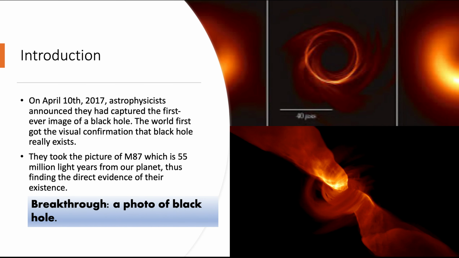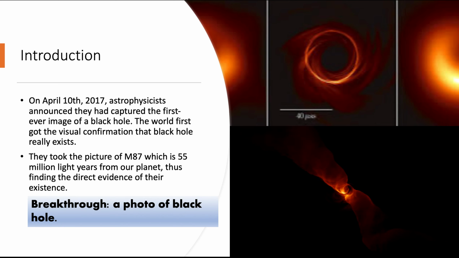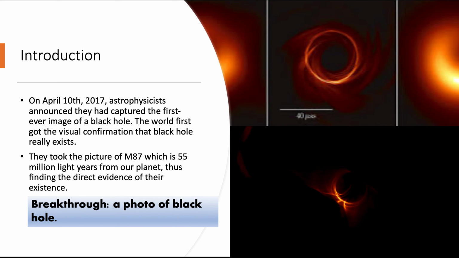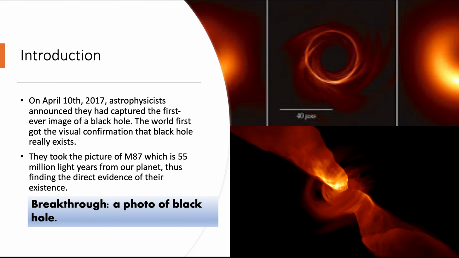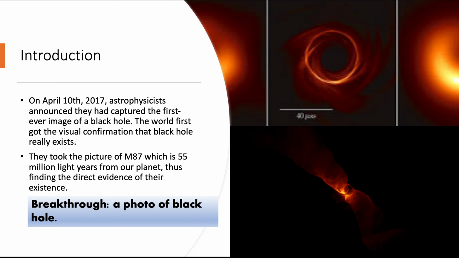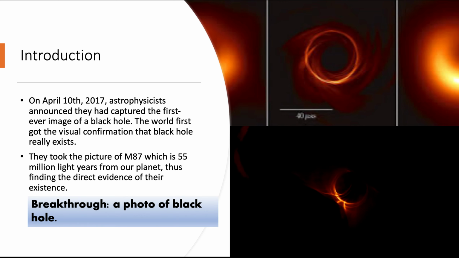But things began to change on April 10, 2017. Physicists announced that they had captured the first ever image of a black hole, and this black hole is named M87, which is 55 million light years from our planet. So, on that day, we found direct evidence of the existence of the black hole.